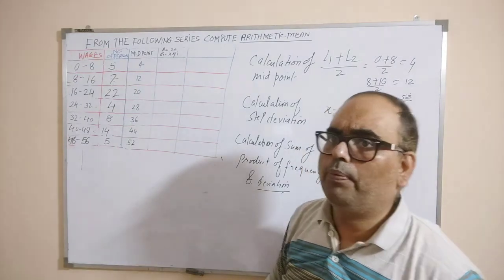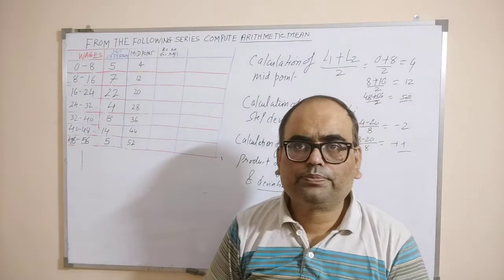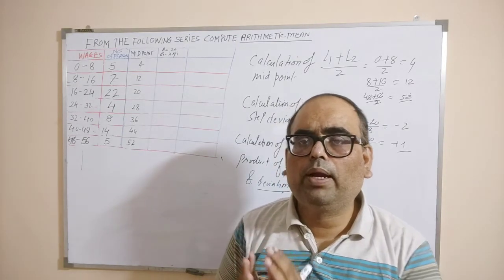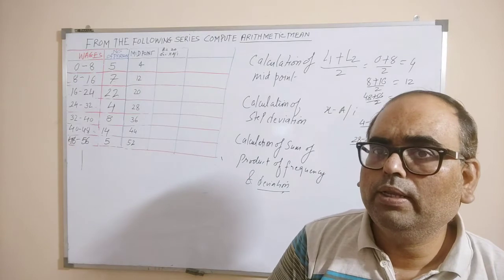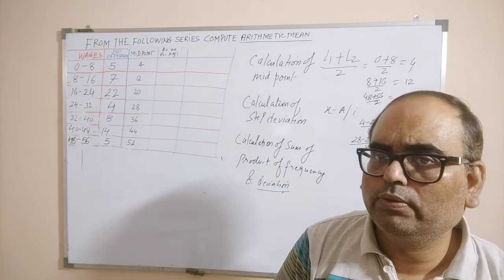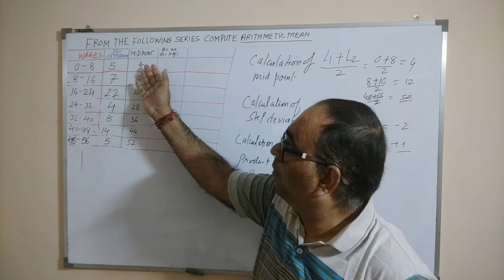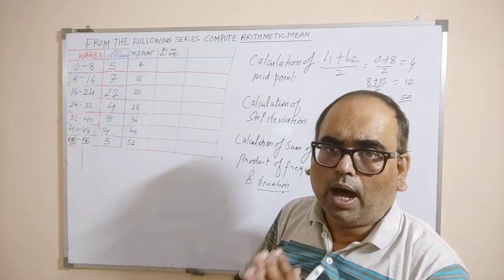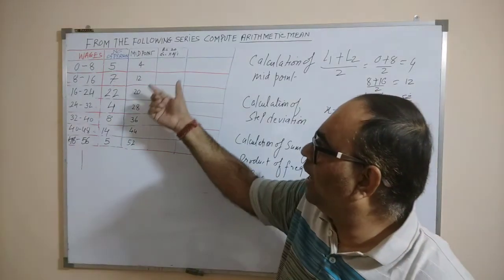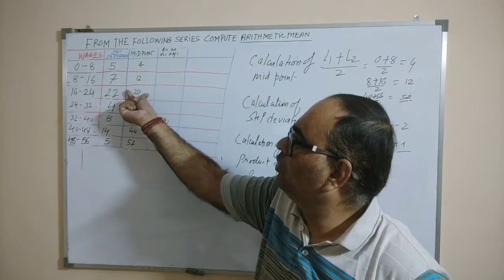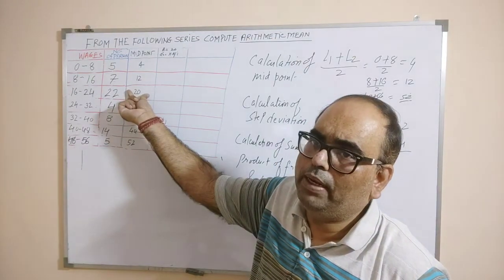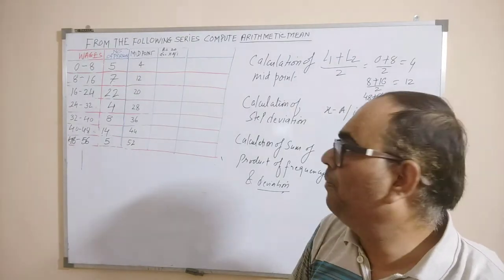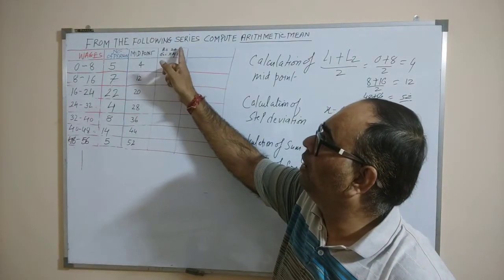After calculating all the midpoints, for solving the question by the step deviation method, the next step is to calculate the step deviation. For calculating step deviation, we need to assume any one of the midpoint values as the assumed mean, the arbitrary mean. So I assume 20 as my mean. I just assume it, I didn't calculate it.